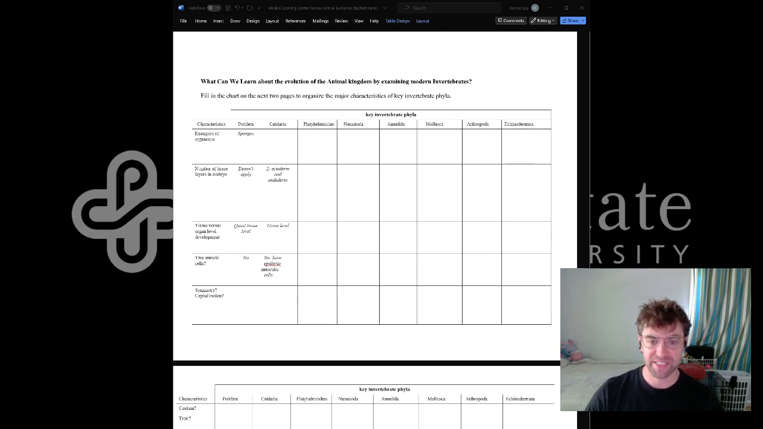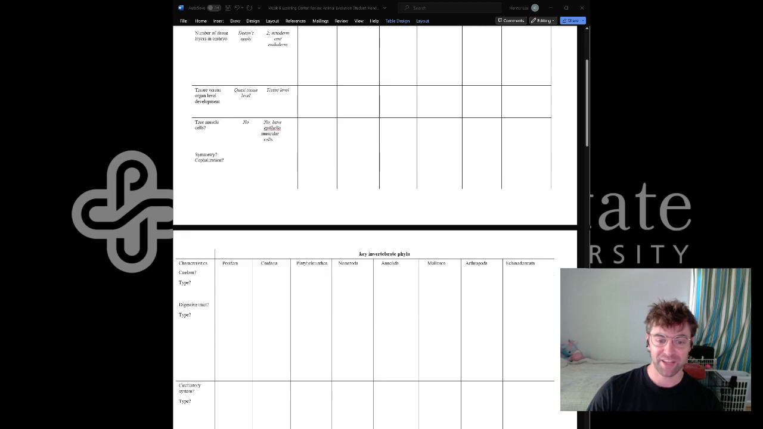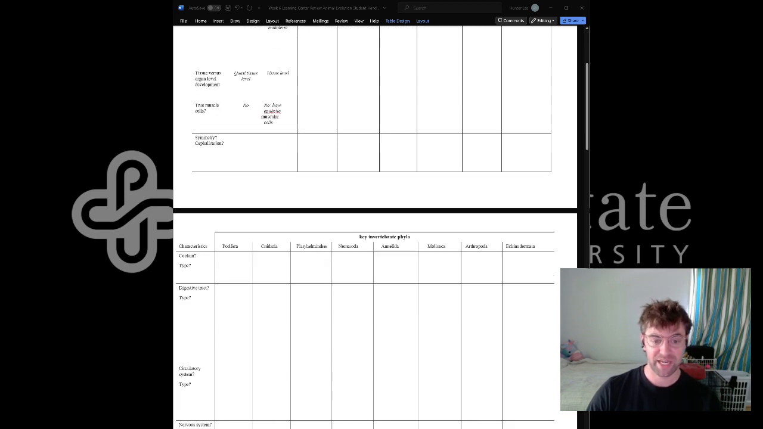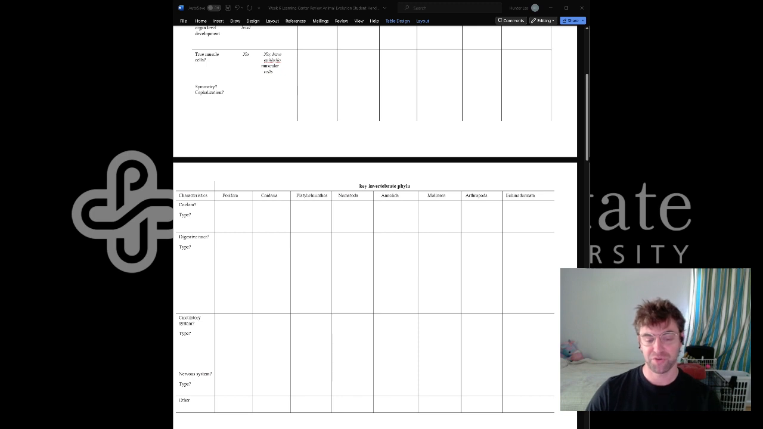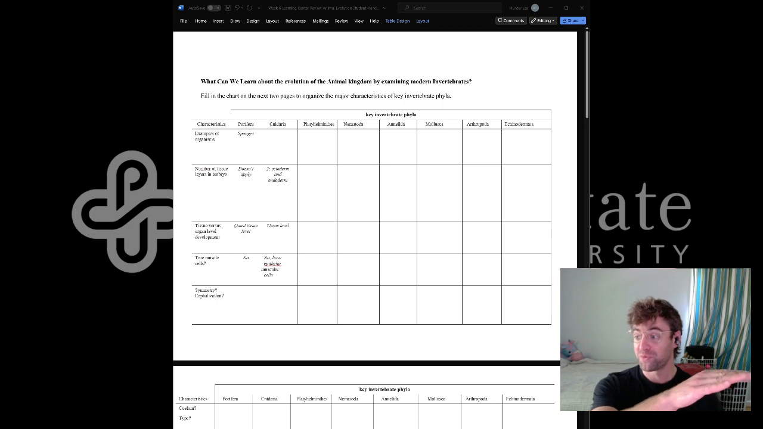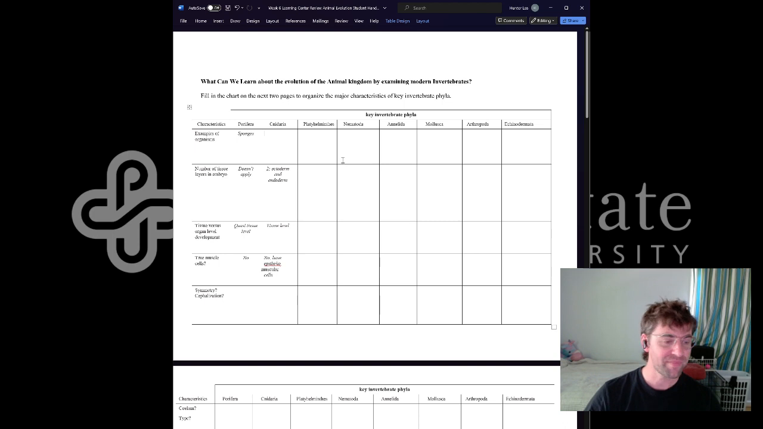First row, of course, we're doing examples of organisms in each phyla, and then we have number of tissue layers in embryo, tissue versus organ level development, true muscle cells, symmetry, cephalization, and then it goes on to coelom, type, digestive tract and type, circulatory system and type, nervous system and type, and then other. So we're going to start in each row and go across through all of the phyla and work our way through this. A couple of these are pre-filled in for us to give us a starting point.